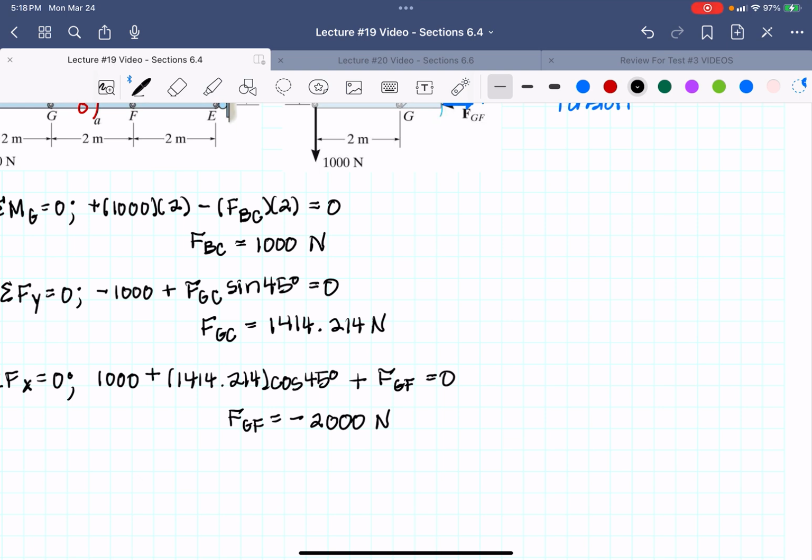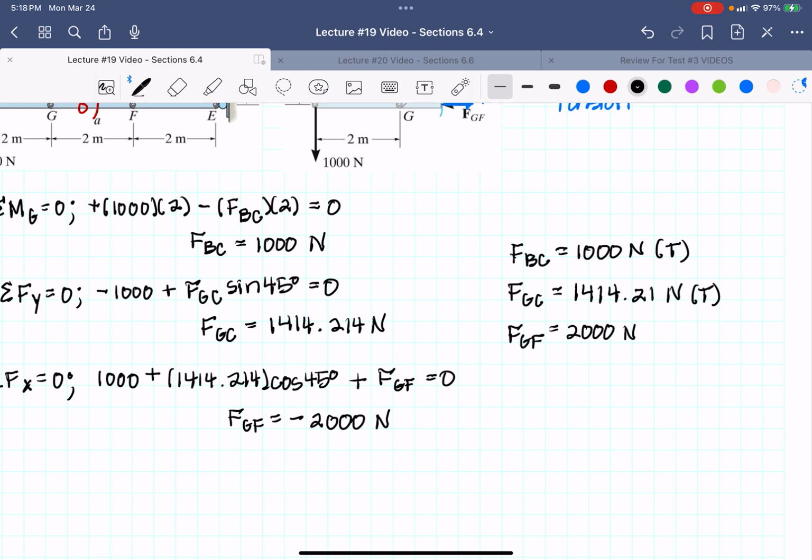So we're going to have FBC, we solved for, which is 1,000 newtons, and it was positive, so it's in tension, so I'm going to put a T after it. We have FGC, which was also positive, 1414.21, so it is also in tension. And then I have FGF, which is negative, so it is going to be 2,000 newtons in compression. Put a box around my answers. So you do need to spell it out at the end to clearly show which ones you calculated were in tension and which ones were in compression.